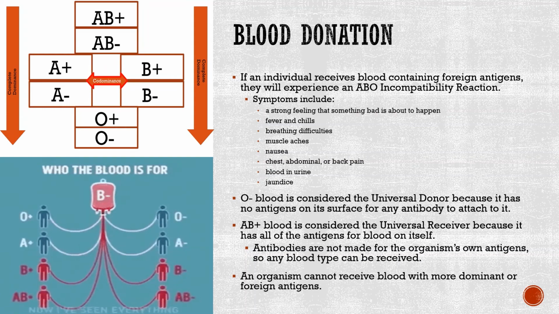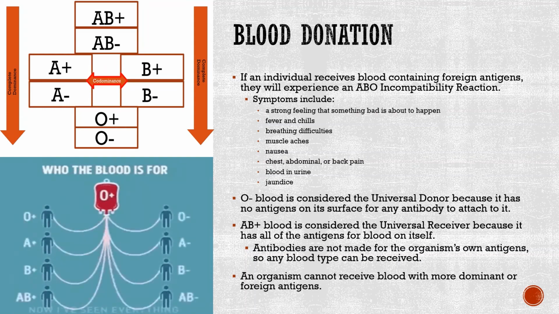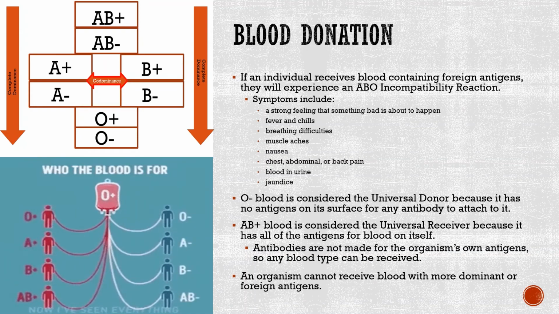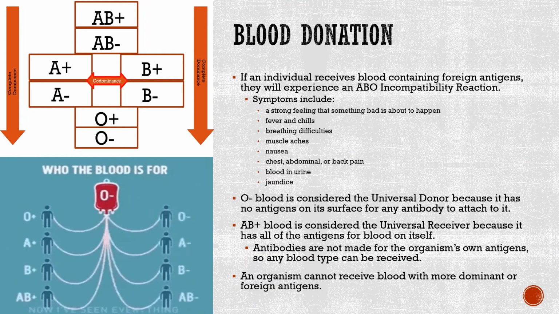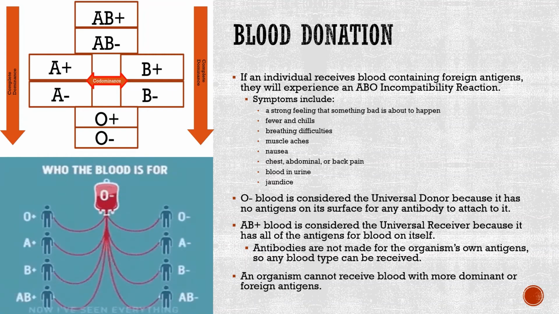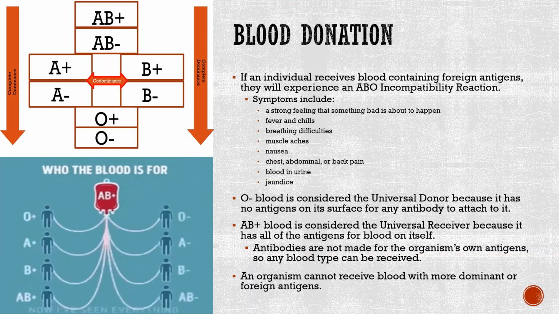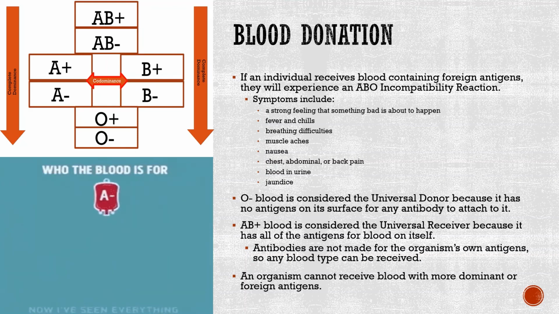So the only antigens that exist are A, B, and the Rh factor. If you're an AB positive person, you have all those antigens already, so your body would not make any antibodies for those antigens because you already have them all. And of course, you can't be attacking your own blood, so that's why that would be the case.